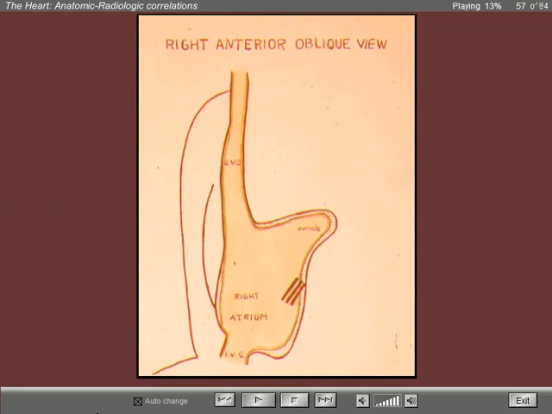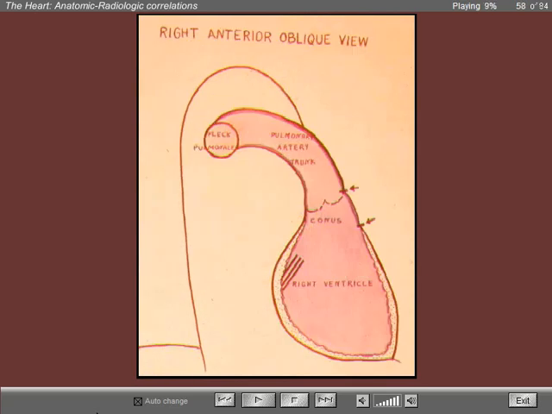This is a color diagram showing the superior vena cava (SVC), the right atrium, and the terminal portion of the inferior vena cava. In this diagram, we see the right ventricle, which continues with the proximal part of the pulmonary trunk, and you can see that the arch above the pulmonary trunk is the ascending aorta.